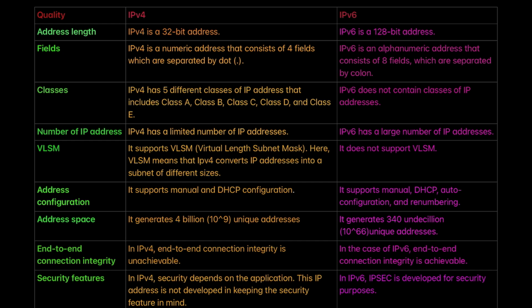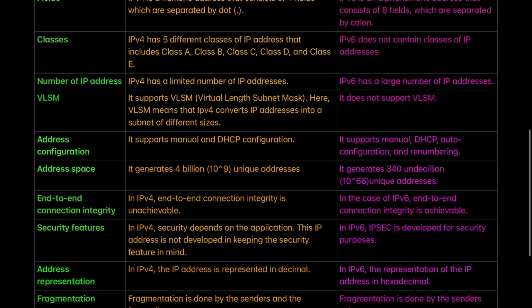Variable length subnet mask. So IPv4 supports VLSM, variable length subnet mask. That means here we can make variable length subnet masks also. So that is VLSM for IPv4 address, it is possible. But IPv6 does not support VLSM. Address configuration. In IPv4 we can configure manually or with DHCP. Manual is for a particular IP address or intranet and DHCP is for random IP addresses. IPv6 supports manual, DHCP, auto configuration and renumbering. That means IPv6 has more configurations.